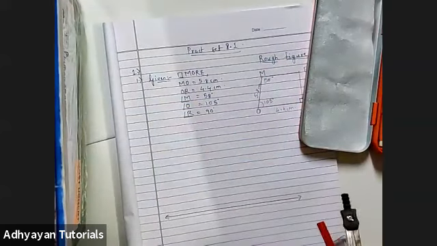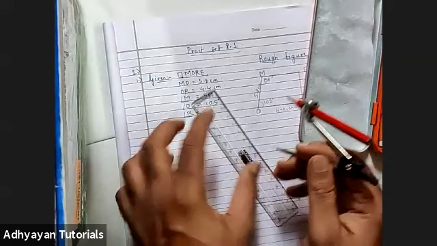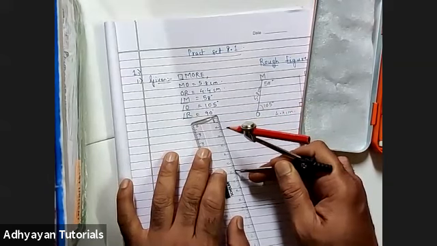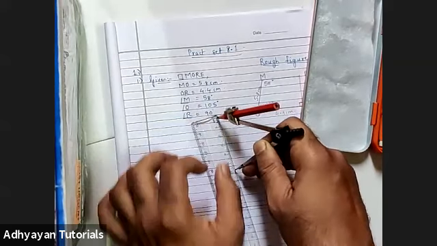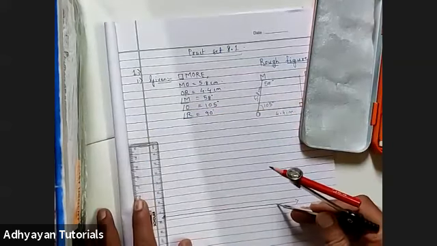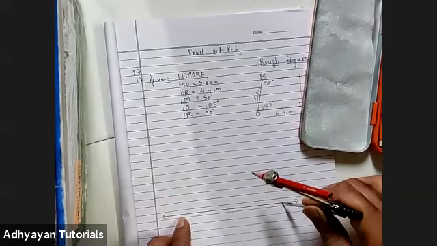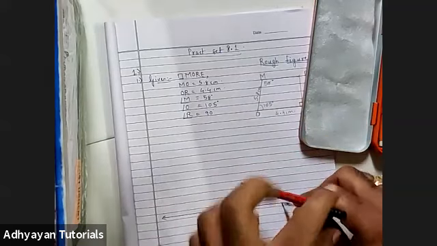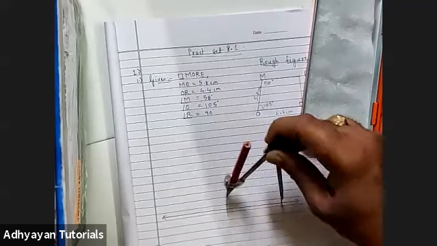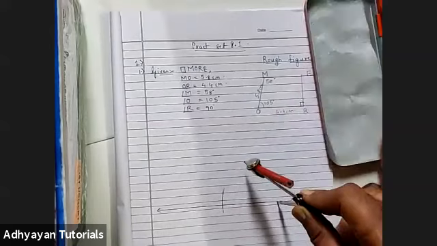Take a measure of 5.8 centimeter in this compass. Okay, so I've taken a measure of 5.8 centimeter in my compass. I place it randomly, children, randomly anywhere on this line, right? I've done that randomly. And then I will draw an arc, something like this. I hope this is clear and everybody is with me, right children?